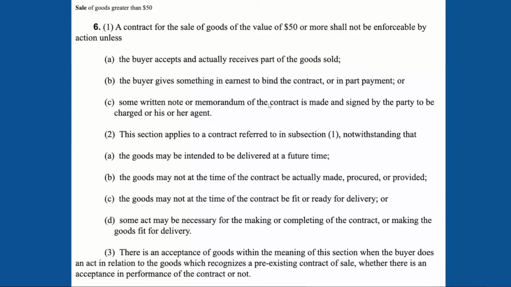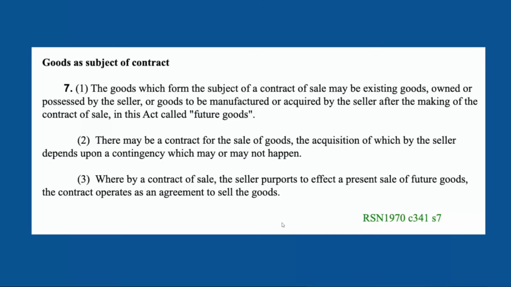Or there is some written note or memorandum. This section applies to contracts referred to in subsection 1, notwithstanding the goods may be intended to be delivered at a future time. The goods may not, at the time of the contract, be actually made. The goods may, at the time of the contract, not be fit or ready for delivery. So again, what we're really focusing on is the $50 amount. This lays out the goods that are subject to the contract, and it just talks about the timing, if they're made or not. It could be future goods.